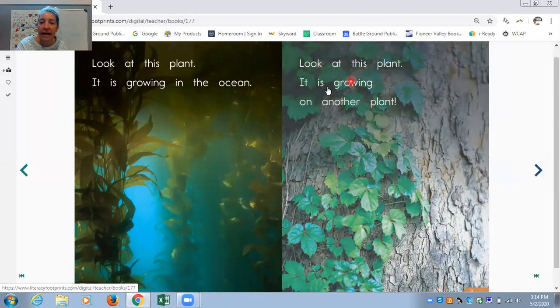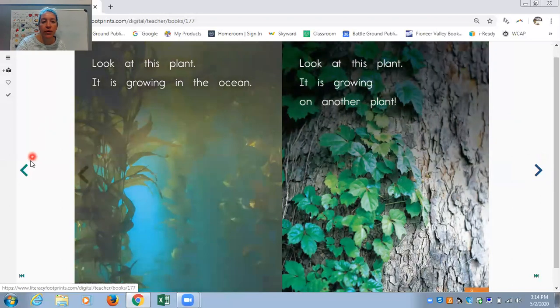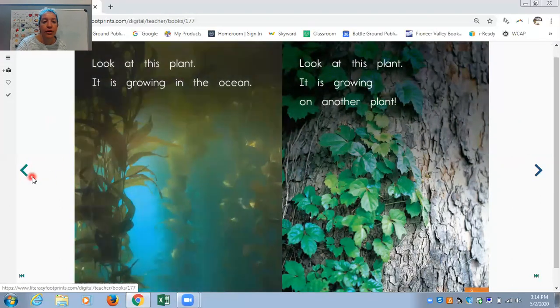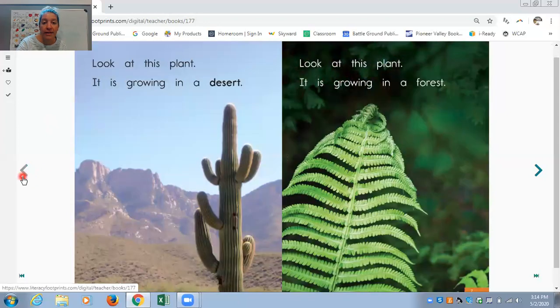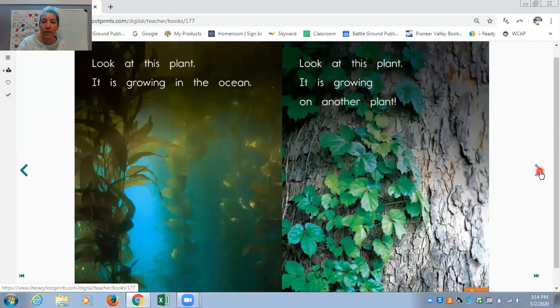Look at this plant. It is growing on another plant. So I'm going to pause for a second, and I want you to share one place that you saw or that we've read about of where plants grow. All right, so you could have said that they grow in the ocean or on another plant. You could have said that they grow on rocks or in the desert or in the forest. Any of those things would have been correct.